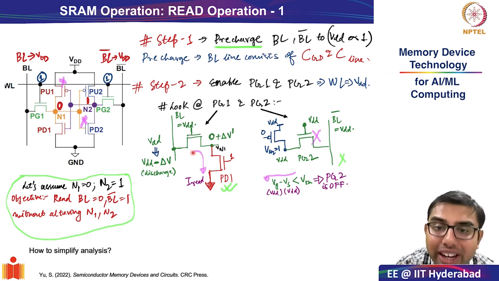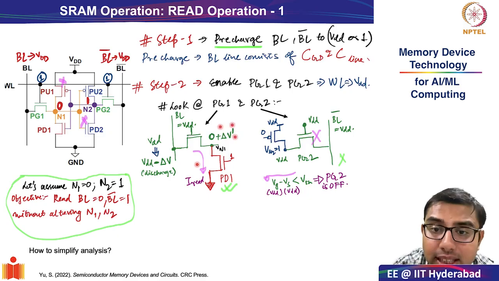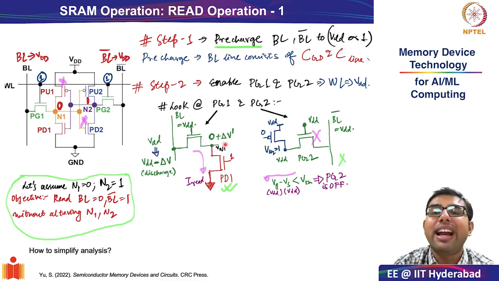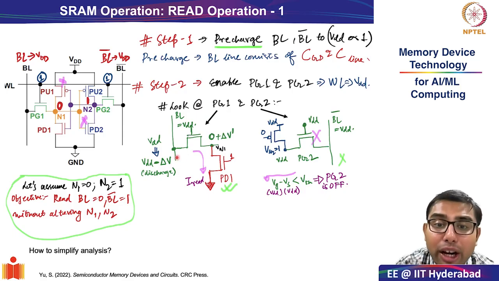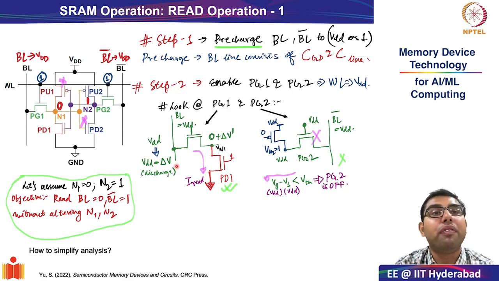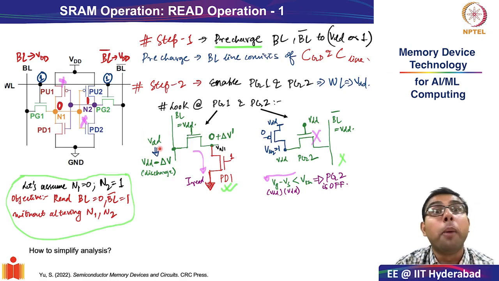Otherwise, a current cannot flow through it, right? As we know, current cannot flow without a finite potential difference. And since a voltage develops, plus delta V dash, on the internal storage node, where will this current come from? This current will come from the discharging of your bit line. And therefore, your bit line, which was earlier pre-charged to VDD, will now get slightly discharged to VDD minus delta V. Okay?